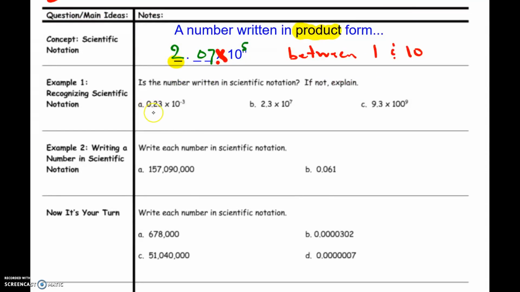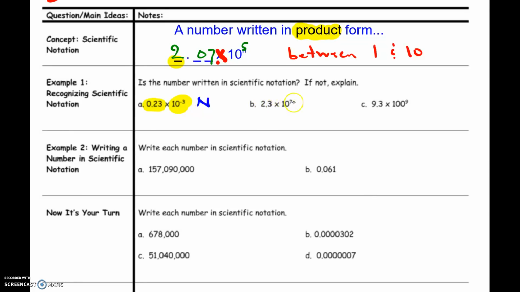Example 1. There are 3 parts to it, and the question just says, is the number written in scientific notation, yes or no? And if it's not, why not? So looking at A, 0.23 times 10 to the negative third. It has a power of 10, and it has a number, but because the number is not between 1 and 10, the first digit is a 0 instead of a whole number. This one is not written in scientific notation because it's not between 1 and 10.